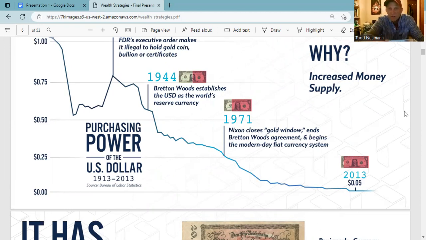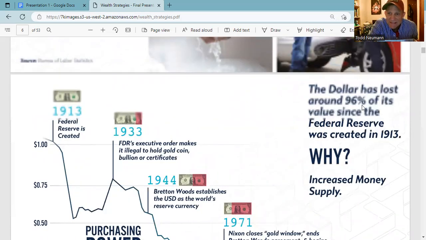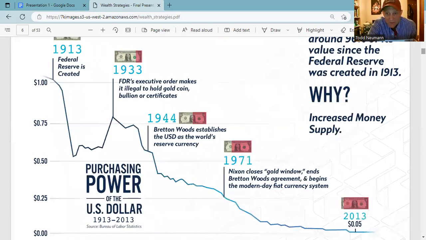So folks, can you believe it? Can you imagine what it is today? This is 96%. You look at this chart, the dollar's lost around 96% of its value, or its purchasing power. It was established in 1913. Okay, I wasn't lying to you. This is serious. Our dollar is decimated.